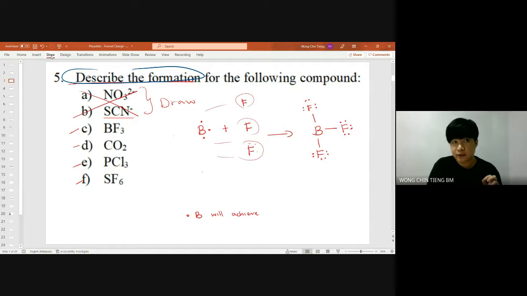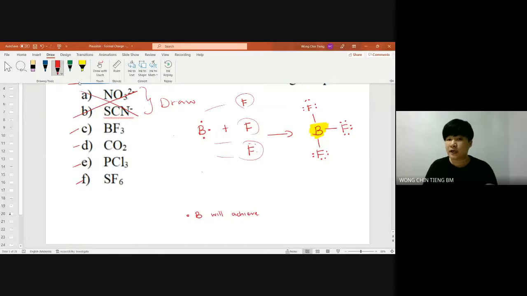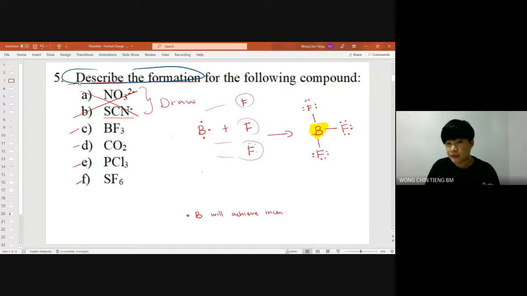Itu je yang saya nak ubah. Sebelum ni, semua contoh yang Miss Hong bagi adalah dia mencapai octet, sebab kita tak belajar lagi incomplete octet and so on. But over here, boron will achieve incomplete octet. See that? Itu je yang saya nak ubah.